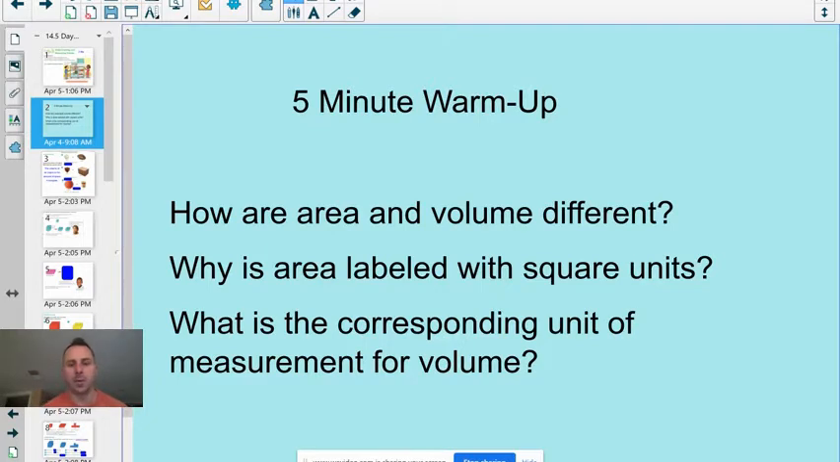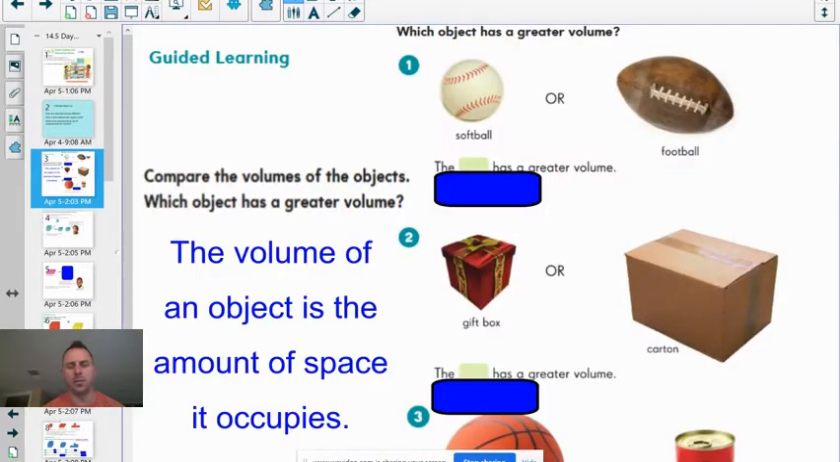And what is the corresponding unit of measurement for volume? So volume can be measured in cubic units. It can be liquid capacity. So we'll take a look at some examples. And here's one here. So we're comparing the volumes of some 3D objects. Which object has a greater volume?